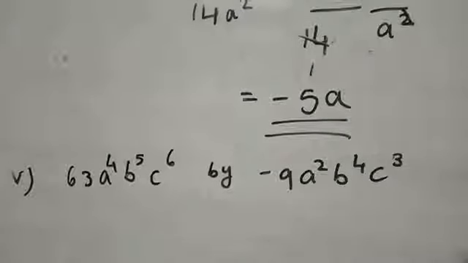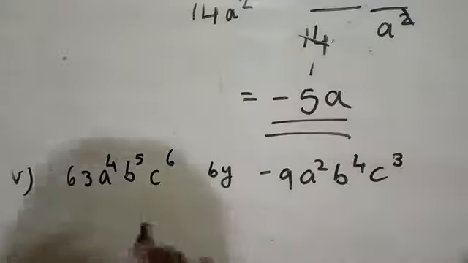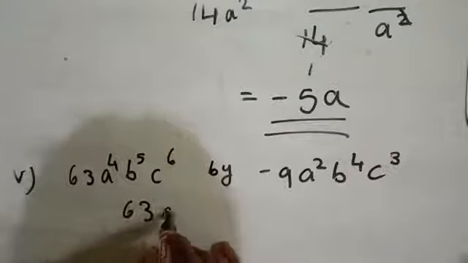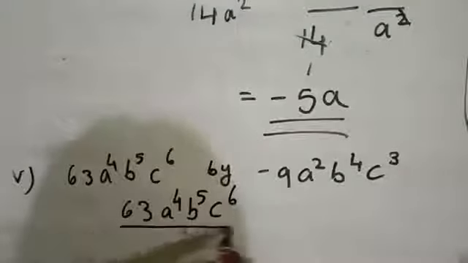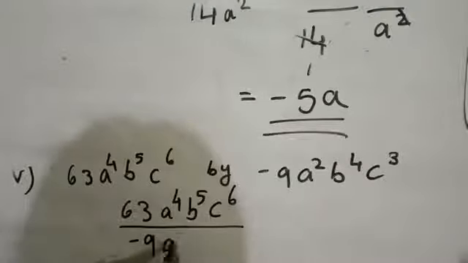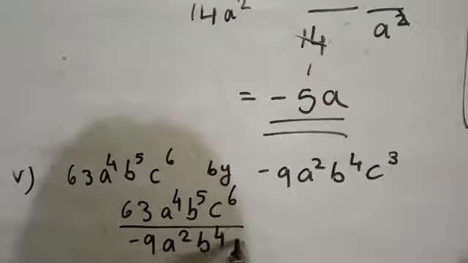Next, fifth question. 63 a raised to 4 b raised to 5 c raised to 6 by minus 9 a square b raised to 4 c raised to 3. So this can be written as 63 a raised to 4 b raised to 5 c raised to 6 by minus 9 a square b raised to 4 c cube.